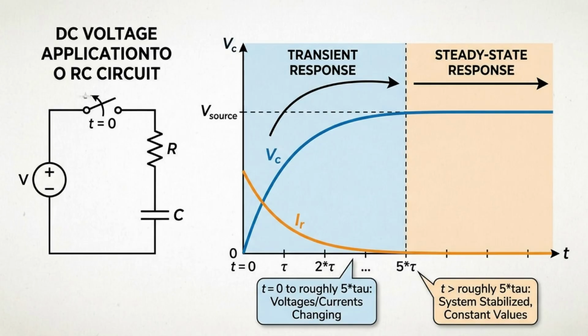In circuit theory, the response of a system is divided into two main parts: transient response and steady-state response. The transient response describes the behavior of the circuit immediately after a change in input, when voltages and currents are still adjusting over time. The steady-state response describes the condition where the circuit has stabilized and no longer changes with time in a predictable way.